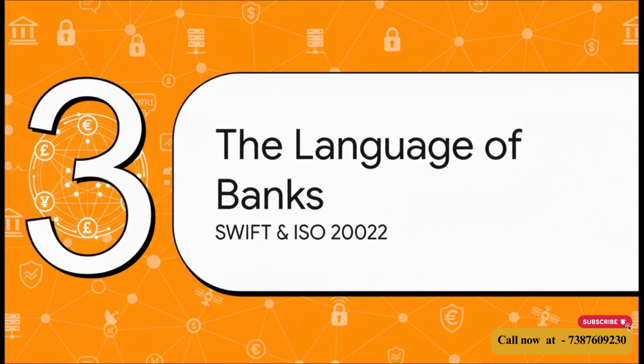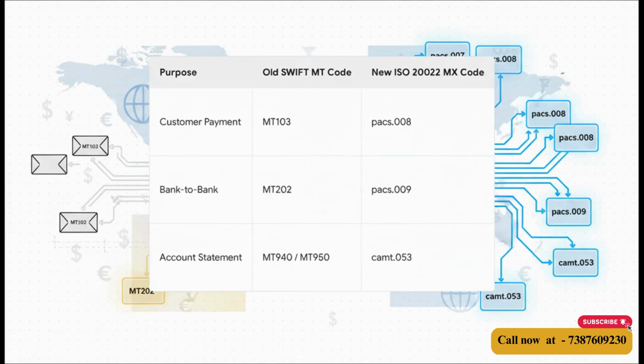And for a system this massive, we're talking thousands of banks, millions of transactions a day, to work without collapsing, everyone has to be speaking the exact same, super standardized language. And that language is SWIFT. And this language has been evolving.